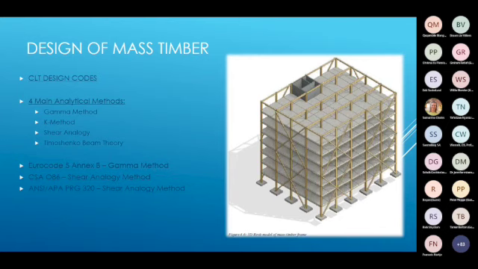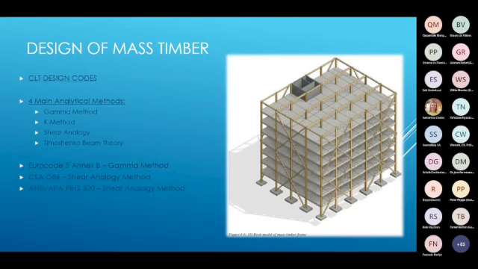Stora Enso's Calculatis software, which is the software I used to design my CLT floor system, uses the shear analogy method for the calculation of the bending resistances for the CLT products. Eurocode 5 Annex B allows for the gamma method to be applied, while the American code and the Canadian code use the shear analogy method as well.